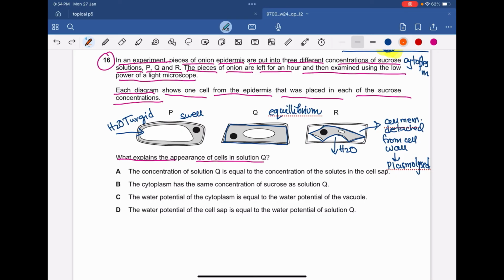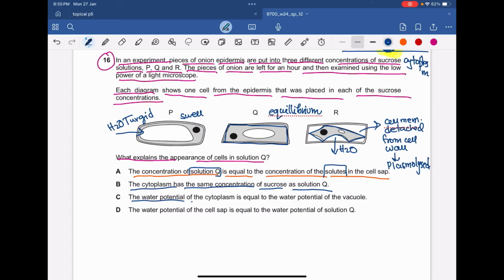Now let's look at the options and try to find out the correct answer. The concentration of the solution Q is equal to the concentration of the solutes in the cell sap. Basically, they are not talking about the concentration of the solution. They are saying the concentration of the solution Q and the concentration of the solute. So it makes no sense. The cytoplasm has the same concentration of sucrose as the solution Q. This is also not very much evident with the given information, so we cannot conclude this statement as well.